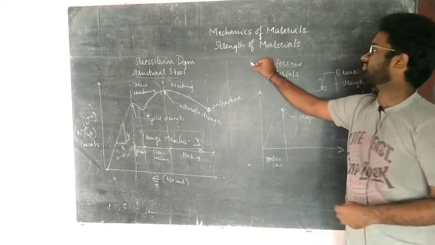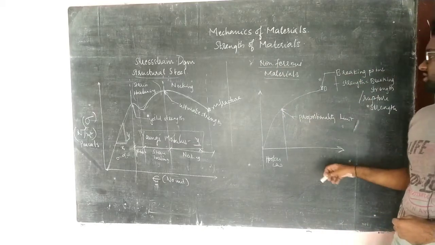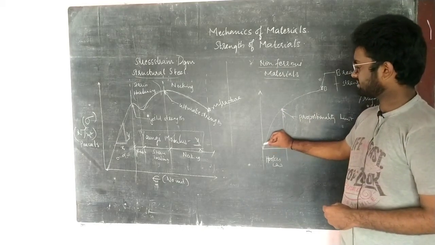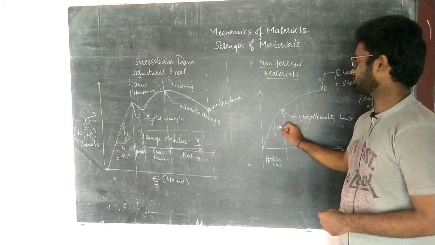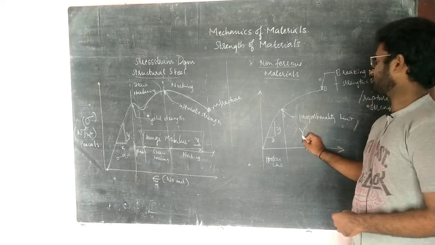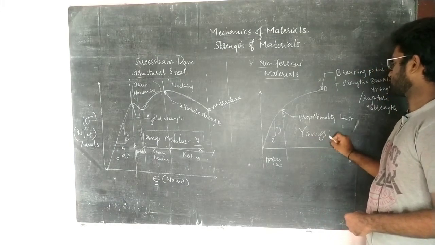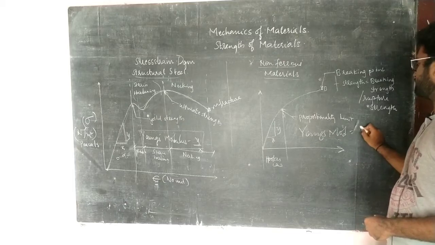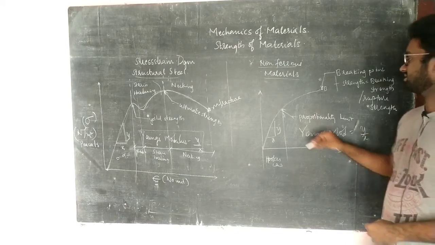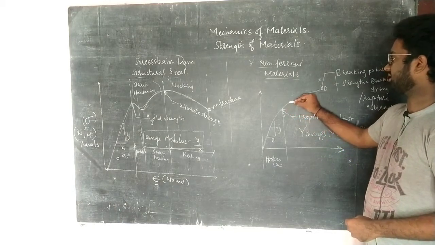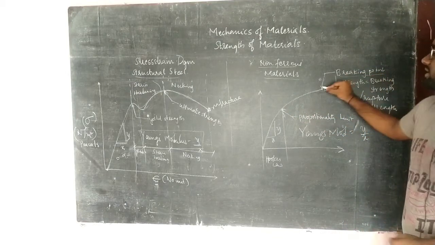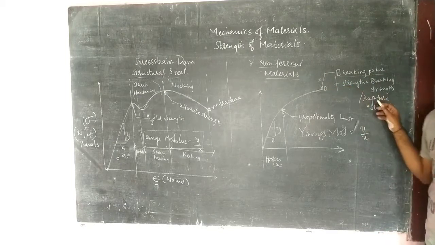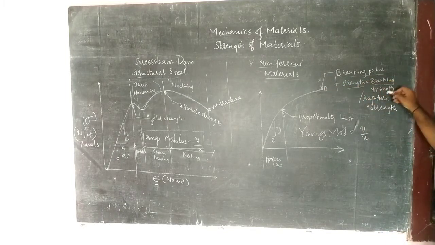Now coming to the non-ferrous materials, you can see in this picture, as usual there is an increment, that is, there is obeying of Hooke's law and there is a formation of slope. Young's modulus is equal to y by x. There is an increment up to this point, and at this particular point there is breaking. The strength at the point where breaking takes place is called the breaking strength, or it is also called rupture strength.